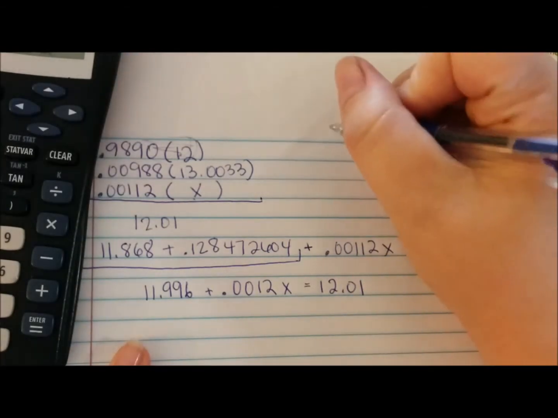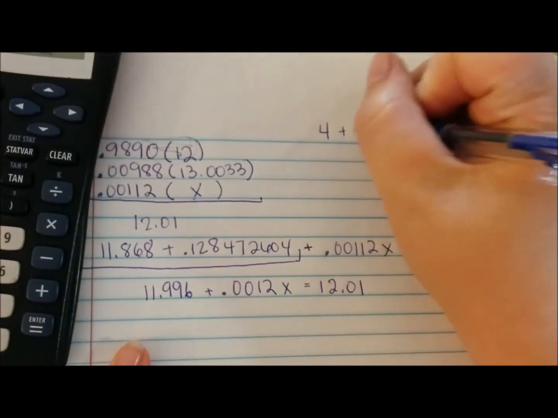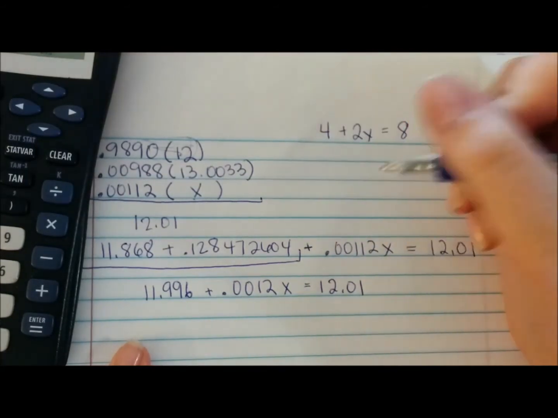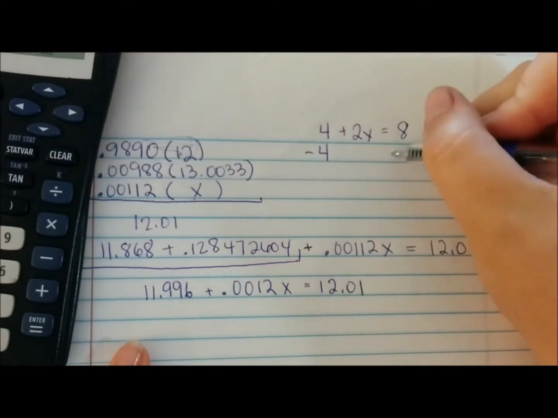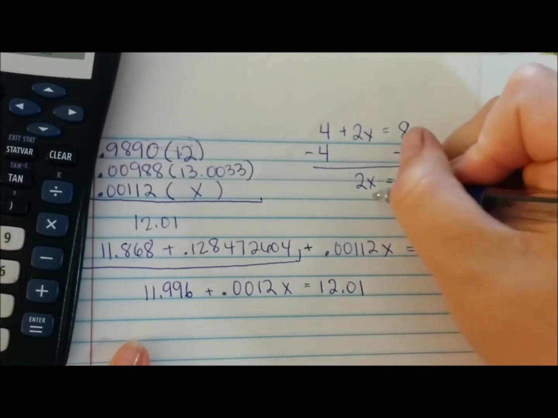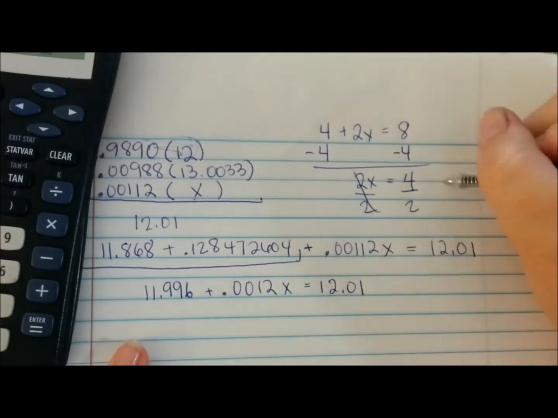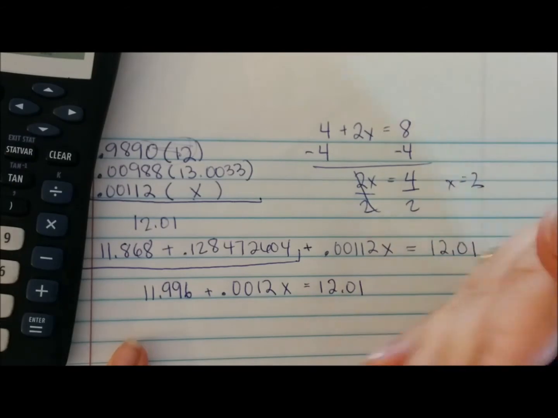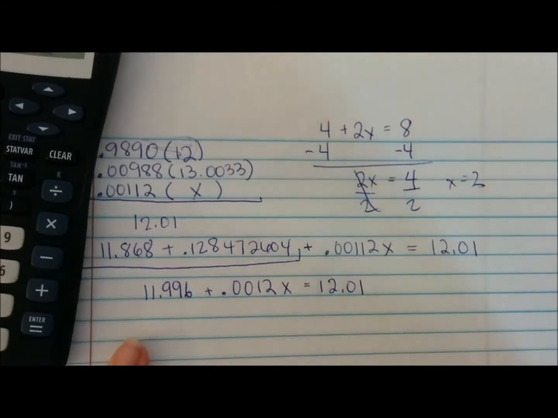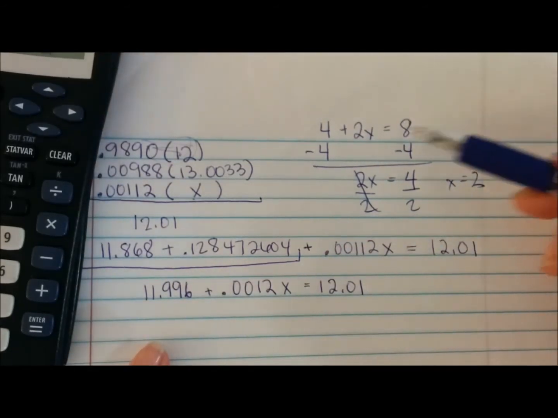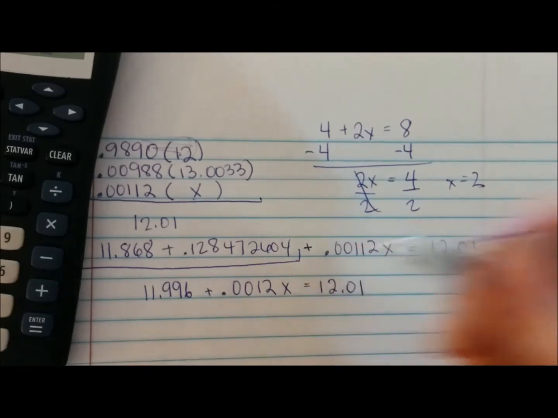So this is exactly like, say I had 4 plus 2x equals 8. You know how to solve that. It's really simple, right? You subtract 4 from both sides. Then you have 2x equals 4. Then you divide both sides by 2, and x is 2. Very simple. We are doing that exact simple math. The reason why it seems so much more difficult is because we have numbers that are not nice and round. So we're going to do this exact thing.